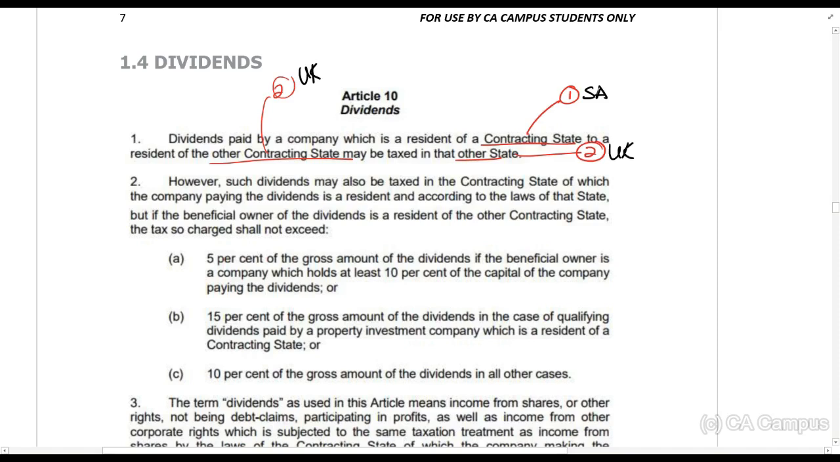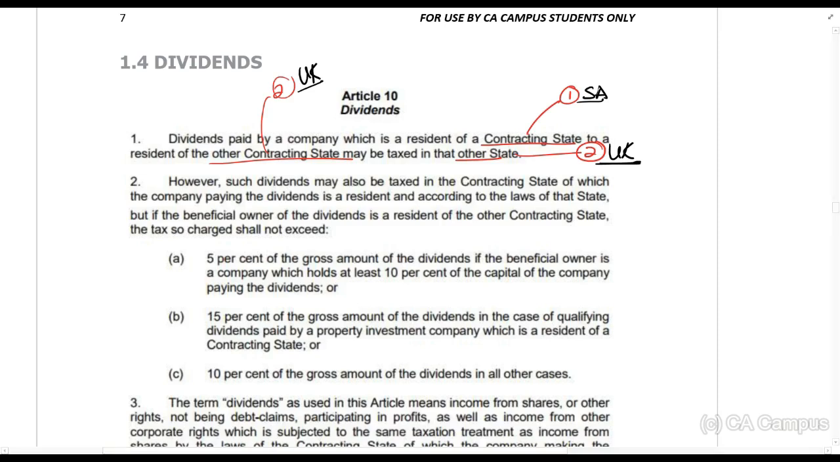Dividends paid by a company which is a resident of South Africa to a resident of the UK may be taxed in the UK. Can you see how much easier it is then? So they say, if a company in South Africa, let's say Tiger Brands South Africa, pays a dividend to a person in the UK, then that individual must be taxed in the UK, so not in South Africa. So that is the income tax side from the person receiving it.